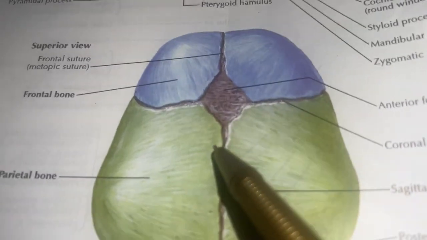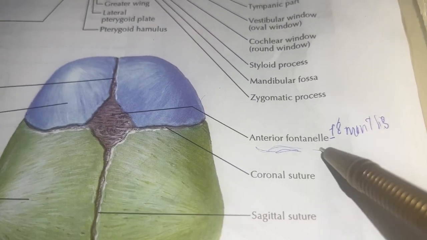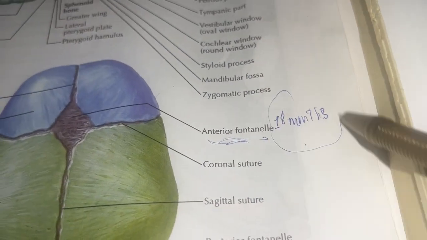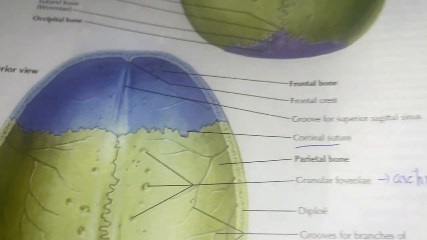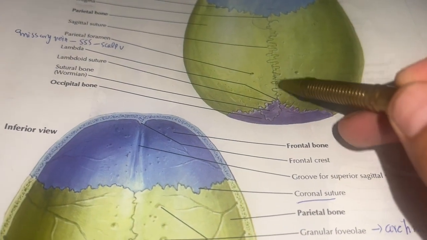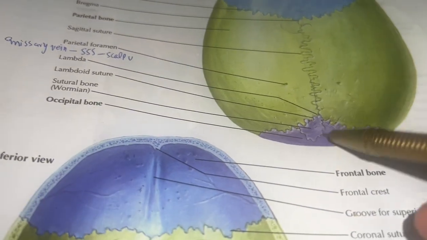This is the coronal suture and this is the sagittal suture. So the meeting point of these two sutures forms the anterior fontanelle in the newborn, but in the adult it is represented by bregma. The anterior fontanelle closes at 18 months of age. Now this point, the meeting point of the sagittal suture and the lambdoid suture, is called the lambda.